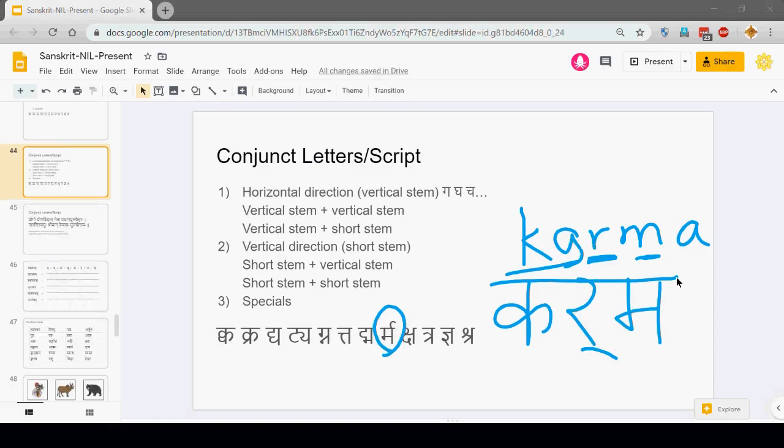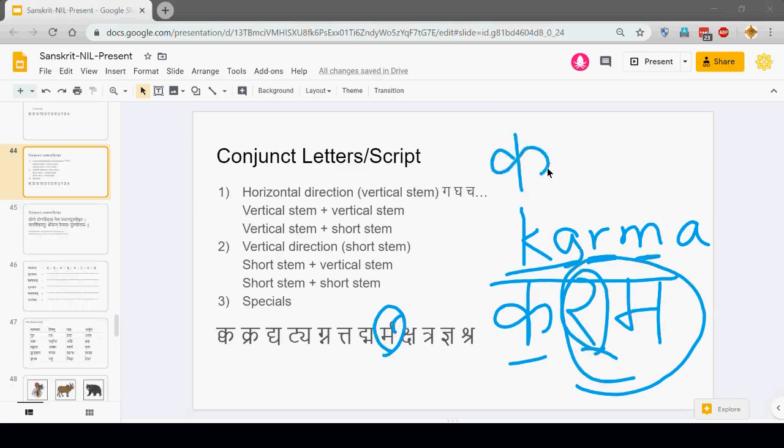But now to make it a conjunct letter in writing, this ra part is shown with a hook at the top of the second letter. So ma is written first and the hook is written on top of that. But reading, you can again go from top to bottom. So top is this ra, karma.